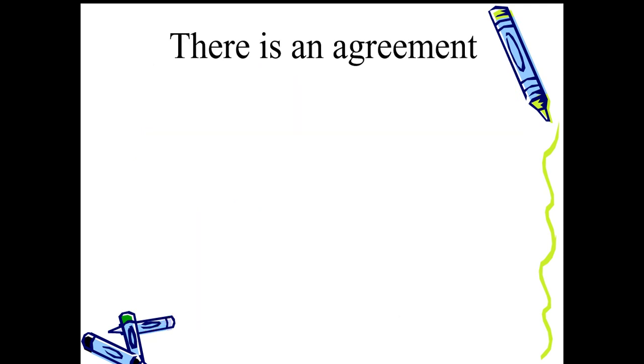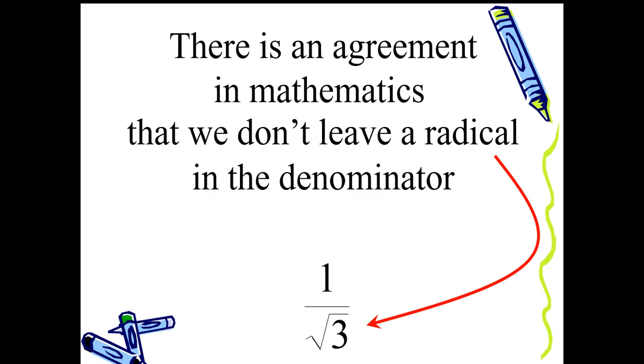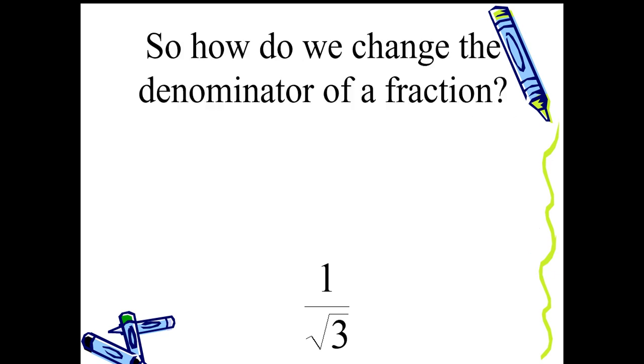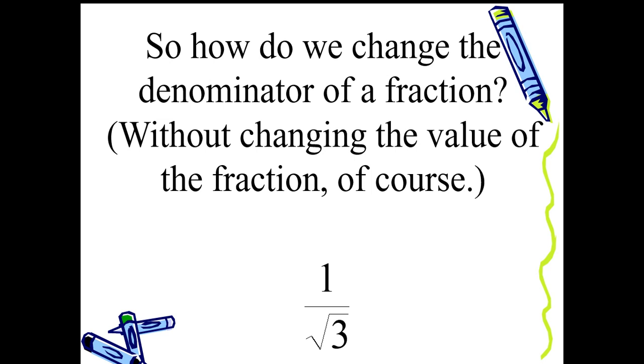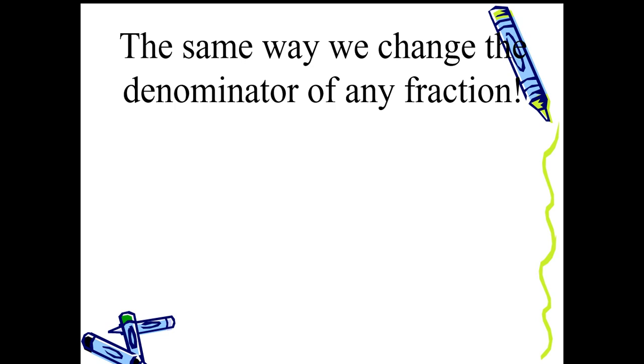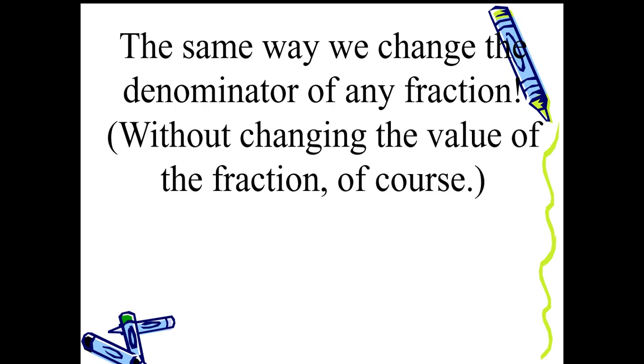Okay. So there is an agreement in mathematics that we cannot have a radical in the denominator. It cannot happen. So what we're gonna do? So how do we change the denominator of a fraction without changing the value of the fraction? Of course, you need to be careful. I don't want to change the value of the fraction. It means if I put those two fractions on the calculator, I need to have the same answer. So normally, if I want to do same denominator, for example, for two fractions, I need to multiply both by the same number, okay? So it's the same idea.